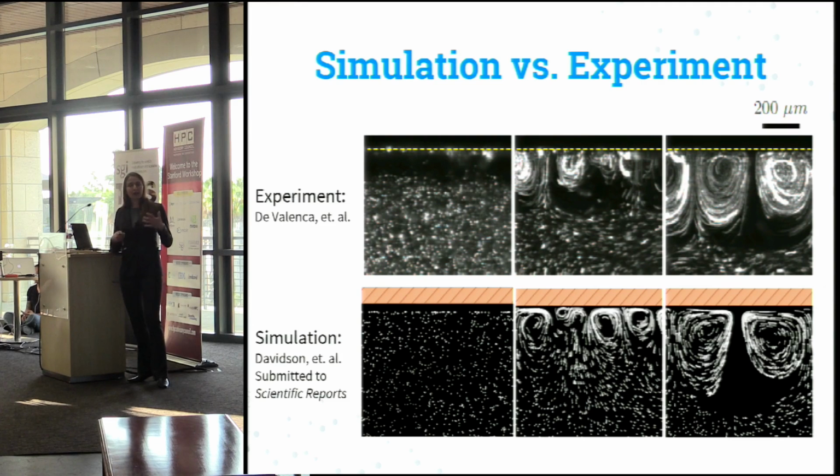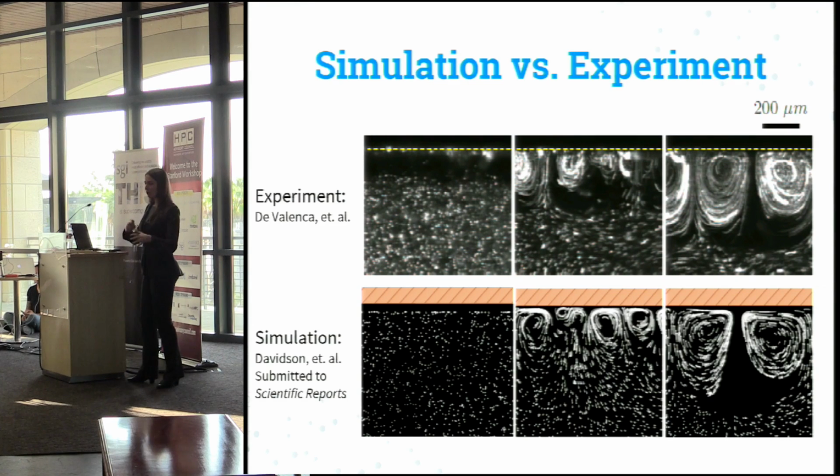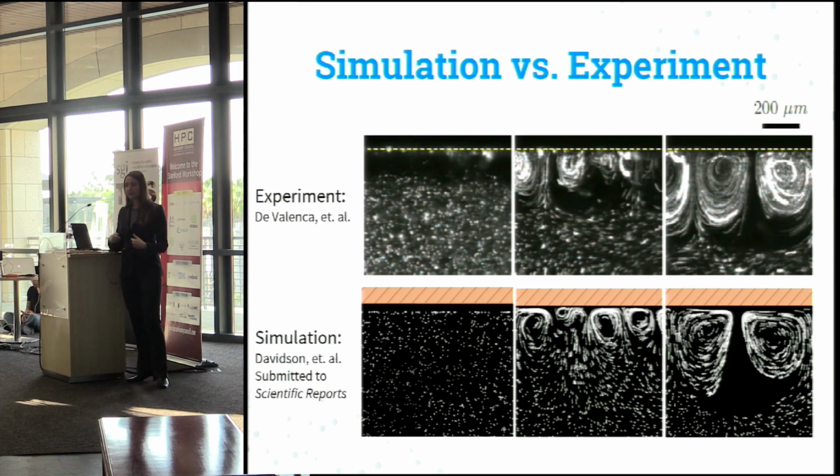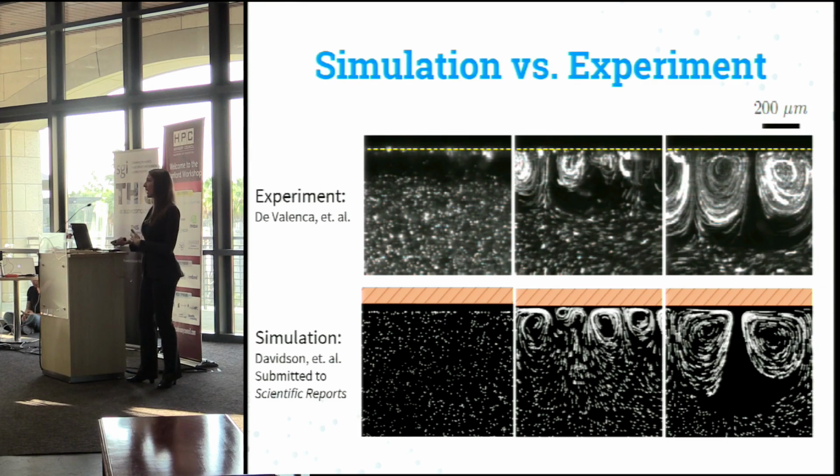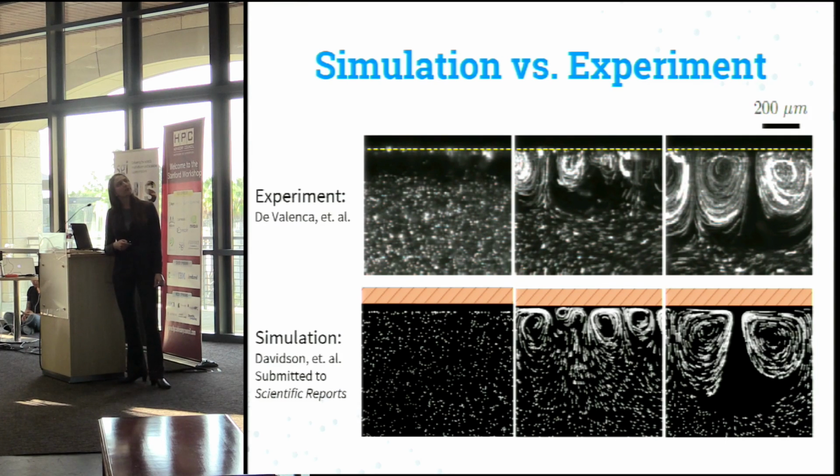So we saw that we had a simulation with chaotic vortices. The experimentalists also had chaotic vortices, but how do we know that the simulation is actually matching the experiment? So we did a one-to-one comparison, and on the left-hand side, it's seeded with tracer particles. At the top is the experiment, the bottom is our simulation.